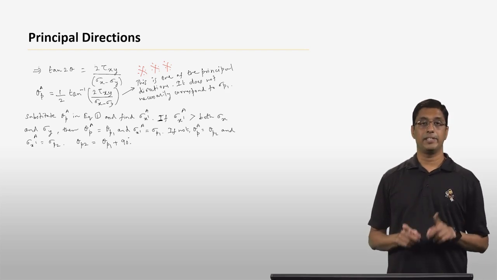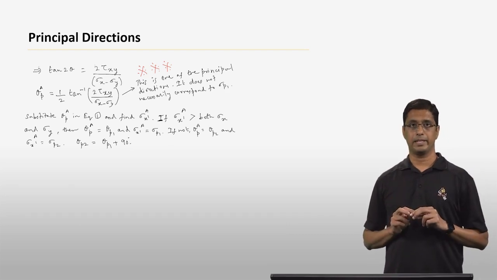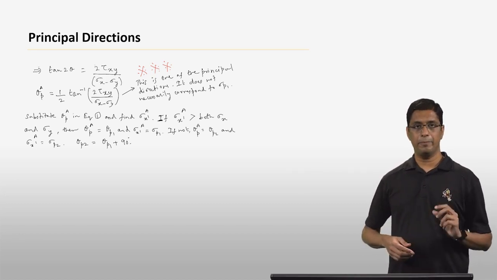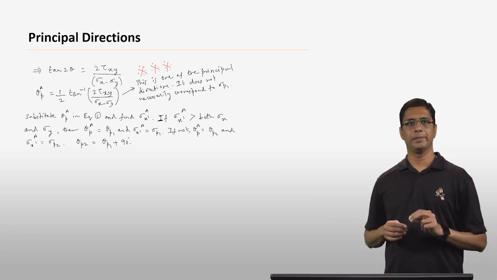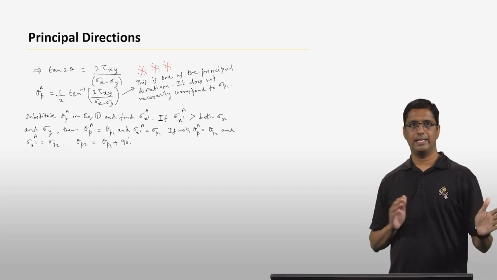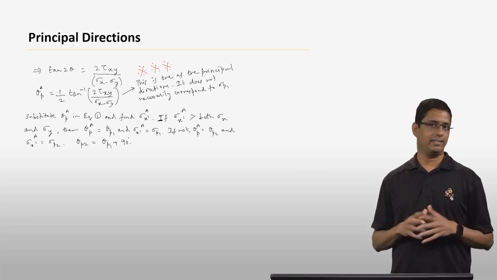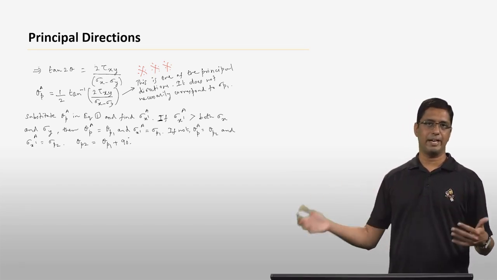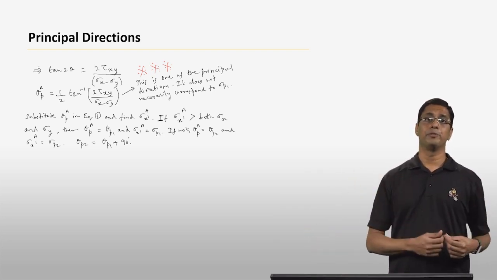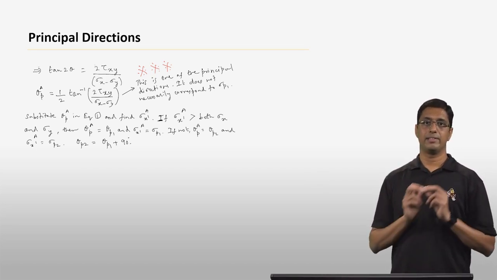We still don't know whether this particular theta corresponds to sigma p1 or sigma p2. The way we classify the principal stresses is that sigma p1 is always higher than sigma p2. For example, if you have two principal stresses, 10 and 20, sigma p1 will be 20 and sigma p2 will be 10. On the other hand, say you have two principal stresses of 5 MPa and minus 20 MPa, sigma p1 will be 5 and sigma p2 will be minus 20. So sigma p1 is always numerically larger than sigma p2.